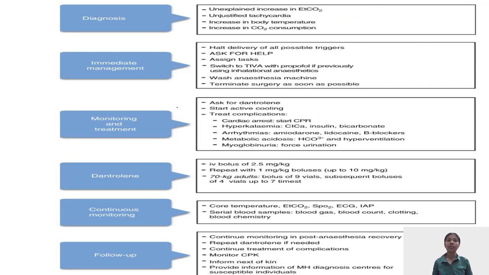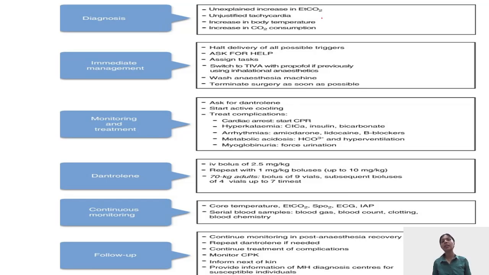How do you treat it? If there is an unexplained increase in EtCO2, you have an increase in metabolic rate, tachycardia, temperature, oxygen consumption, CO2 consumption, everything increases. The first thing is to stop all the triggering agents. You stop your inhalational, you stop the surgery, you ask for help, you convert the patient into TIVA, that is, total intravenous agents are given to the patient.